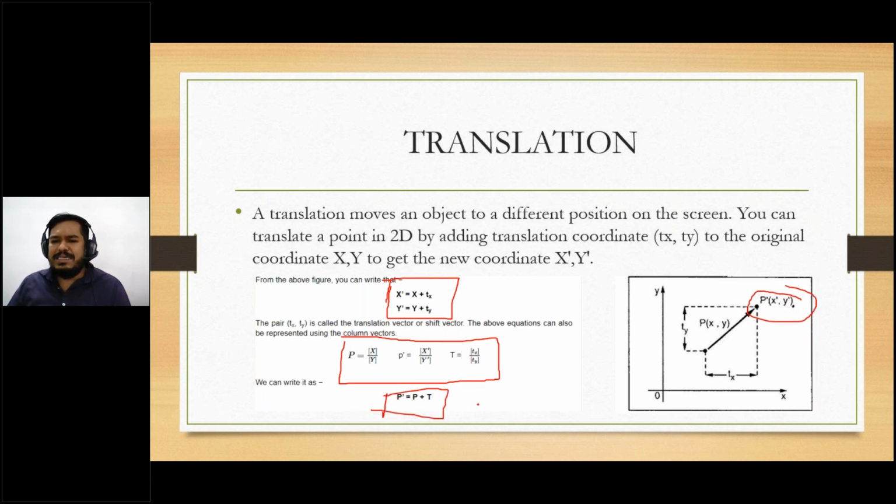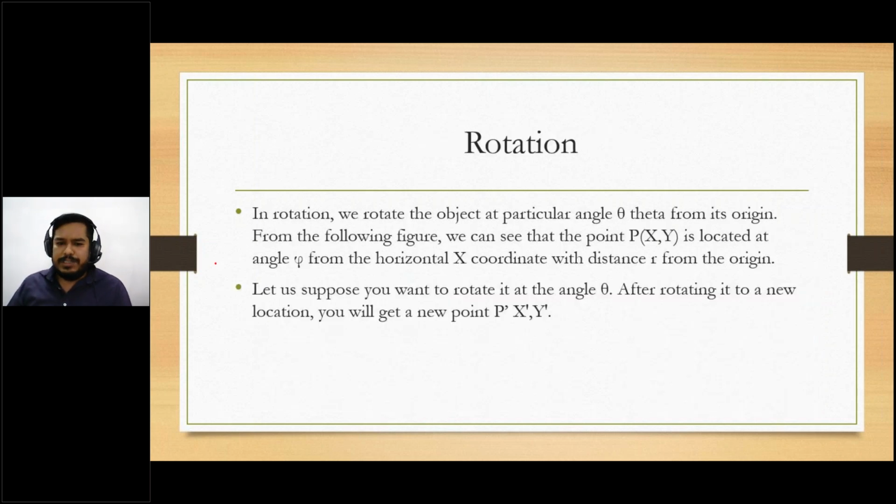So this is the mathematical stuff related to the translation, which I have included in my research work. Now I am coming to the part called rotation. In rotation, we rotate the object at a particular angle called theta. Let us understand what rotation is with the help of a diagram.